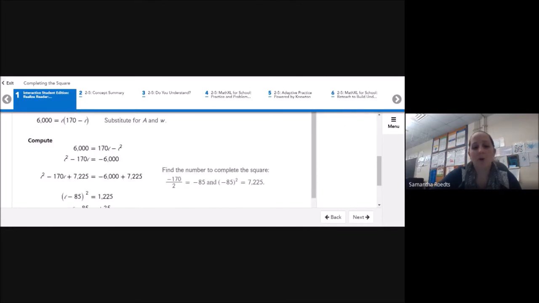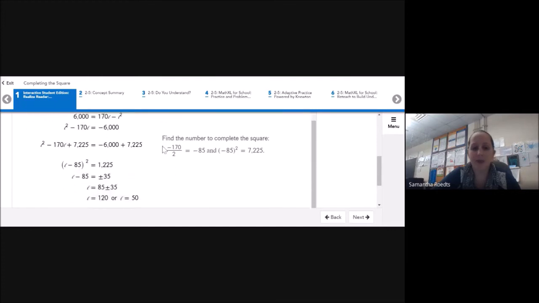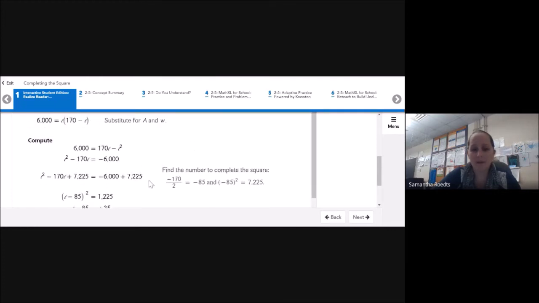So when I multiply L through, I get 6,000 equals 170L minus L squared. Okay, this is just like a quadratic equation. I want my L squared to be positive, so I just flip everything over. So I get L squared minus 170L equals negative 6,000. Okay, I'm going to complete the square. Negative 170 divided by 2 is negative 85. Negative 85 squared is 7,225.